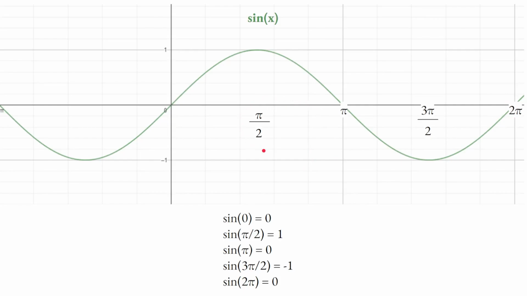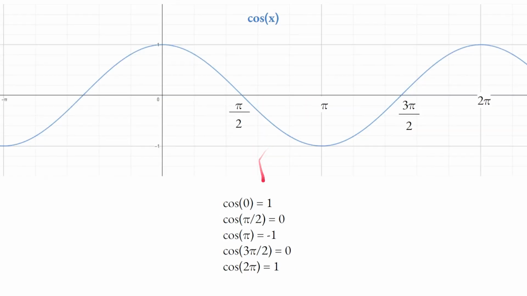All these values can be found on the unit circle. Now for cos, when x is equal to 0, y is equal to 1. When x is equal to pi over 2, y is 0. When x is equal to pi, y is equal to -1. When x is 3 pi over 2, y is equal to 0. And when x is equal to 2 pi, y is equal to 1.